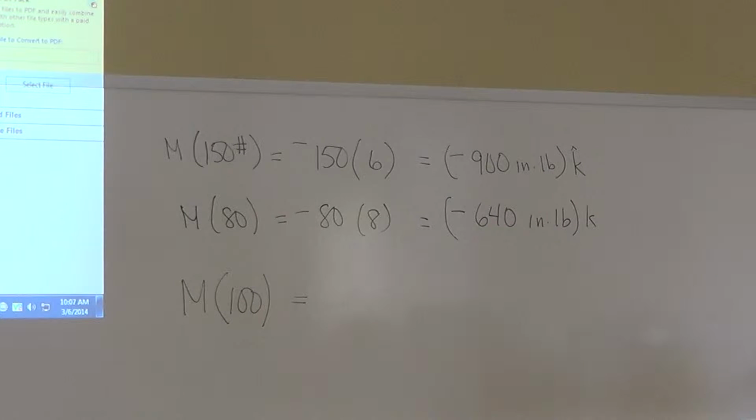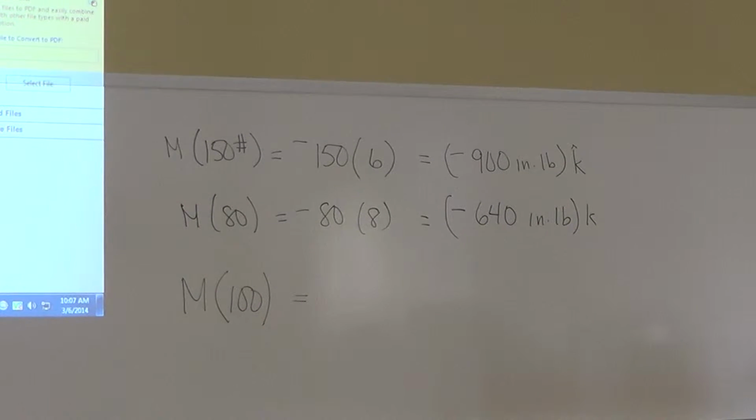Z. Let's try the 150. Forces are in the y. Perpendicular distance is in the x. The moment's got to be in z. If the forces are in the y, can there be a moment in the y? No, because they're parallel.